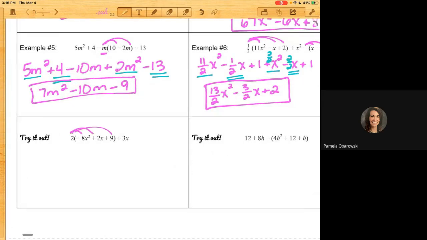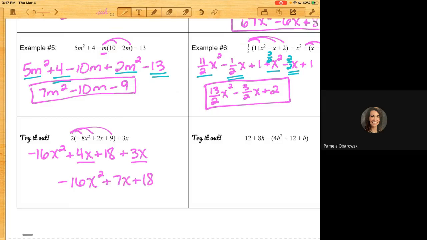So 2 times negative 8x squared is negative 16x squared. And 2 times 2x is 4x. 2 times 9 is 18 plus 3x. I've got a like term with a like term, and my answer would be negative 16x squared plus 7x plus 18. That would be a quadratic trinomial.